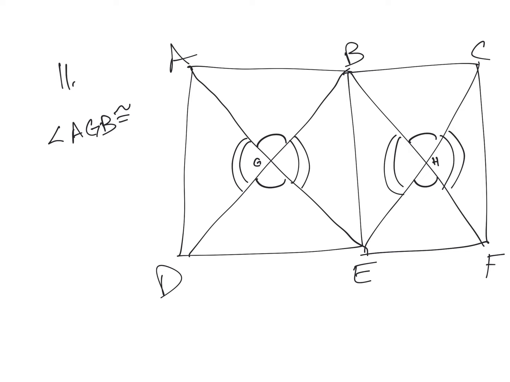G is in the middle of the first one, the center point. H is the center point in the other one. So you're going to have a picture that's weird. It's not this picture, but you're going to have a picture that's weird. So what are you doing in this problem? Other stuff's just there to throw you off, right?